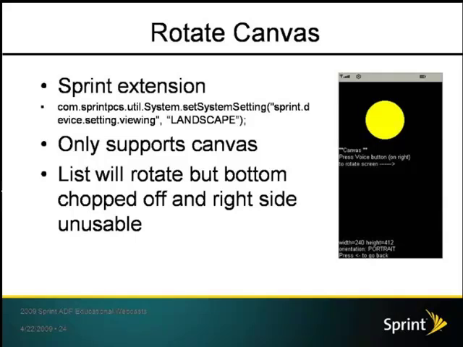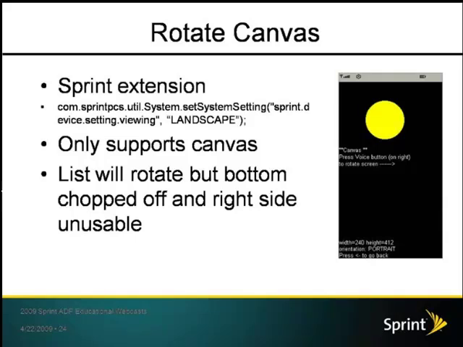Next thing we're going to look at is the ability to rotate the actual canvas. I know this is one that we've had many people ask about. How can I take my application and rotate the screen so that I can flip my phone, or have my user flip the phone over into landscape mode? Here we've provided a sample. It's a pretty simple API call.